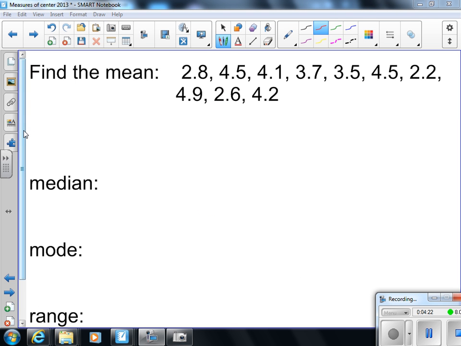Okay, here's one for you to try. Find the mean, the median, the mode, and the range of this set of data. Okay, to find the mean, you have to get your totals. When you add them all together, what did you get?